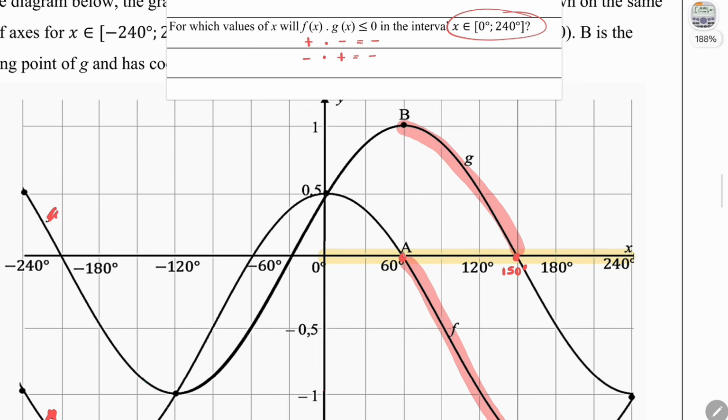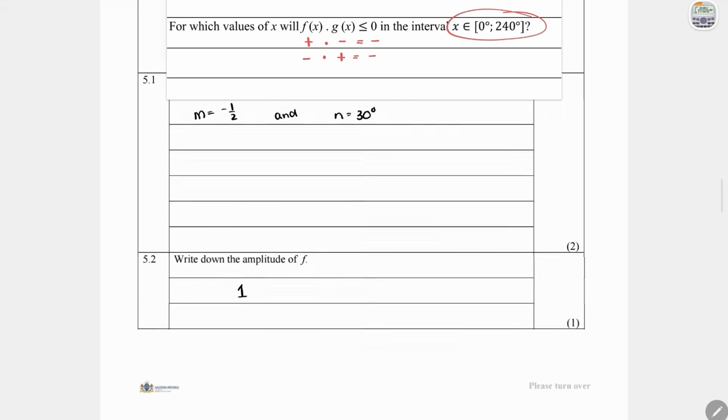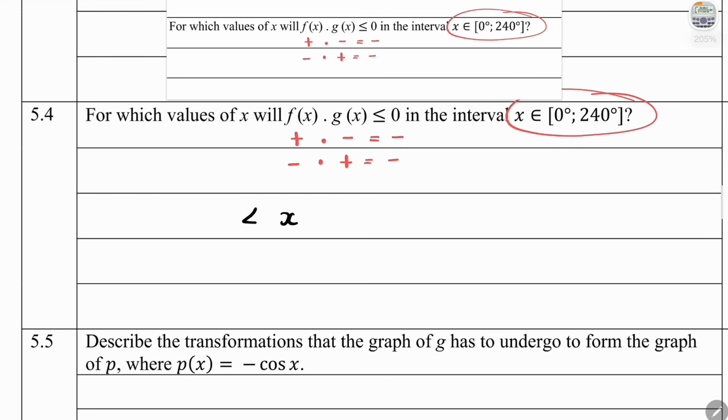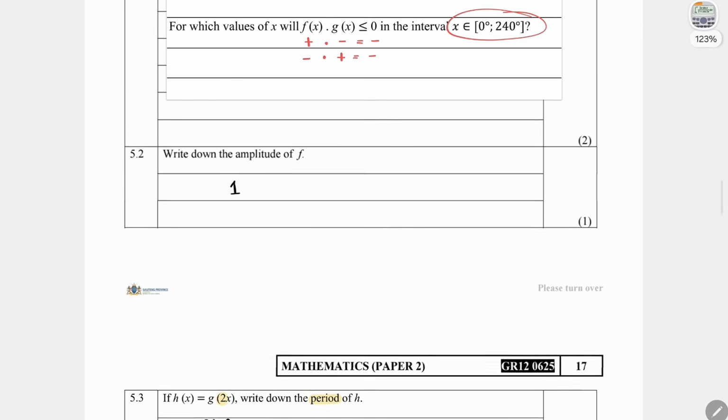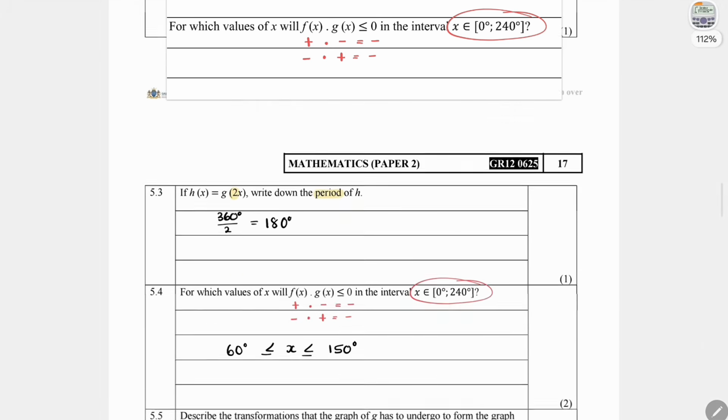Okay, and these are also included values because we can see here that the graph of f has an actual y value of 0. That is one of the requirements. The product can be less than or equal to 0, and we'll take that. So it means that it's going from 60 degrees to 150 degrees, and those are included values. So it means that x is greater than or equal to 60 degrees, but less than or equal to 150 degrees, because at 60 degrees and 150 degrees, the product of these y values gives us 0. Okay, so that is it for that question.